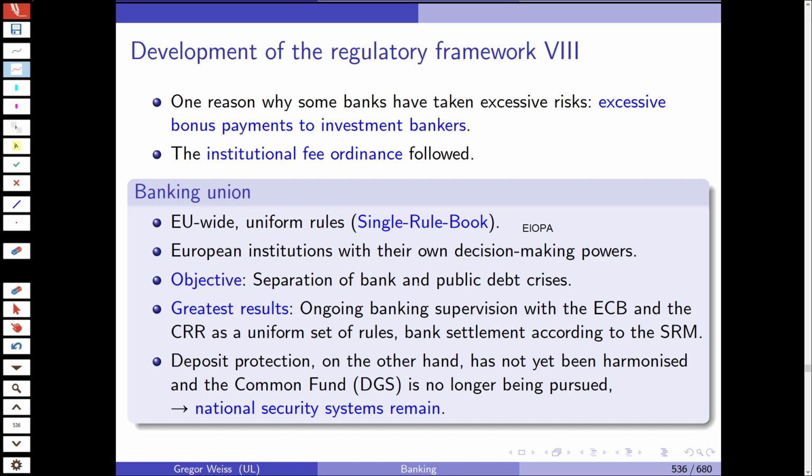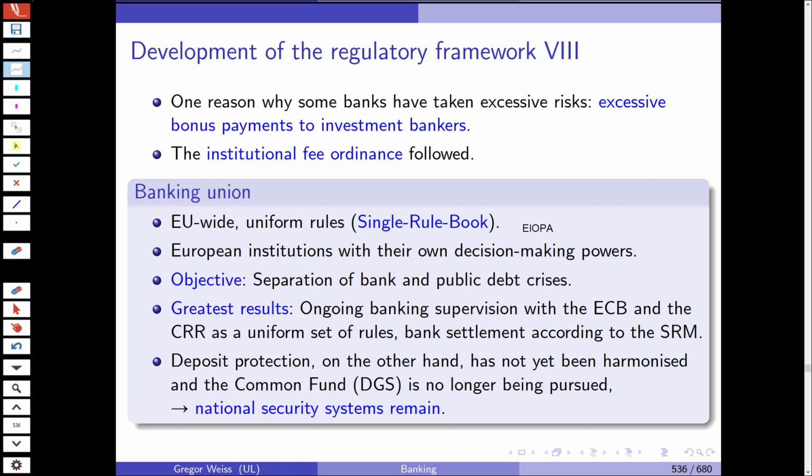The separation of bank and public debt crisis. This all evolved especially during the Euro crisis, when we saw that the problems in banking in the financial crisis led many countries to bail out banks. That led to public debt, and we wanted to disentangle bank crises from public debt and the Euro crisis.